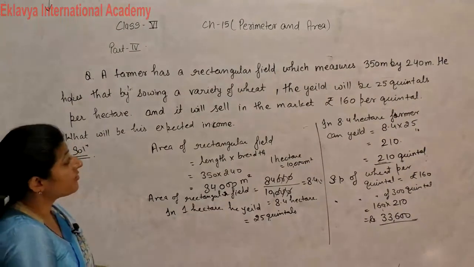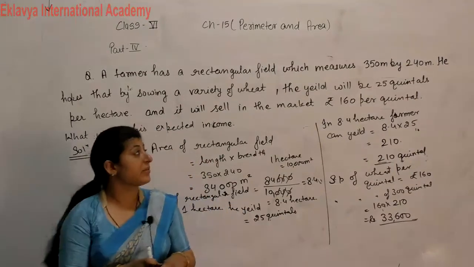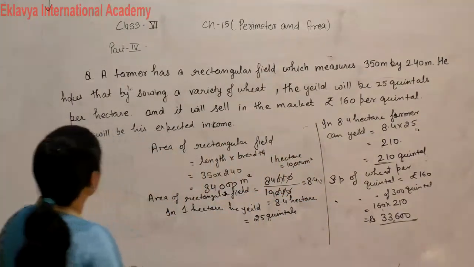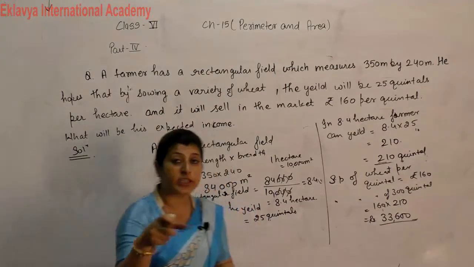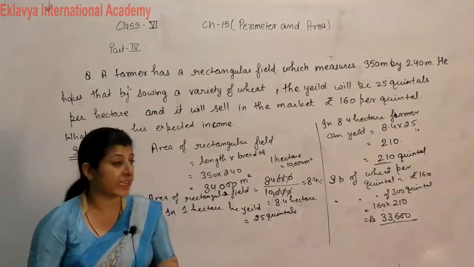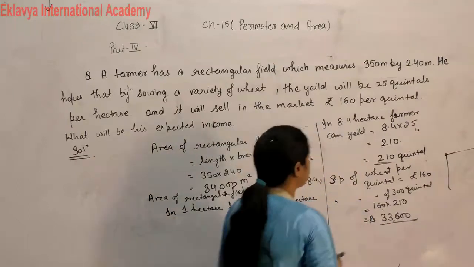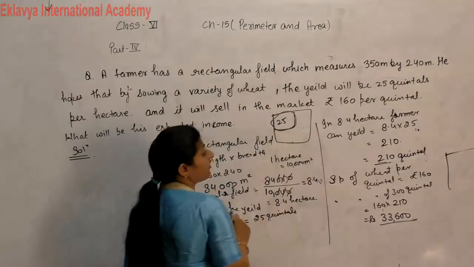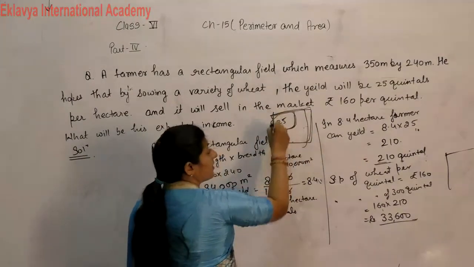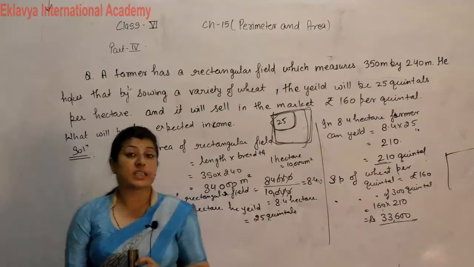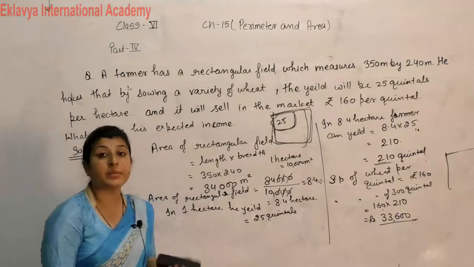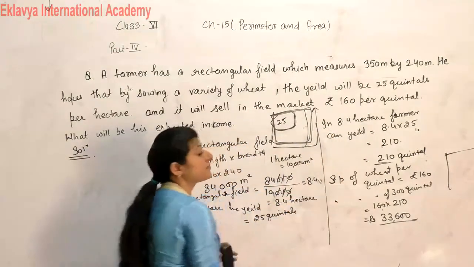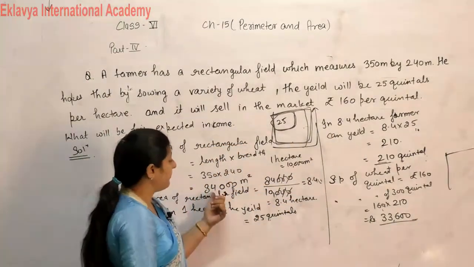What did we do in this question? A farmer has a rectangular field which measures this. एक रेक्टेंगुलर फील्ड है जिसका मेजरमेंट दे रखा है तुम्हें. It means length we can say 350 meter and breadth 240 meter. He hopes that by sowing a variety of wheat the yield will be 25 quintal per hectare. It means suppose 1 hectare area gives us 25 quintal. तो अगर पूरे फार्म में व्हीट उगा दिया जाए, तो कितना टोटल क्विंटल व्हीट मिलेगा. Firstly we find out the area of this field, 84,000 meter square.